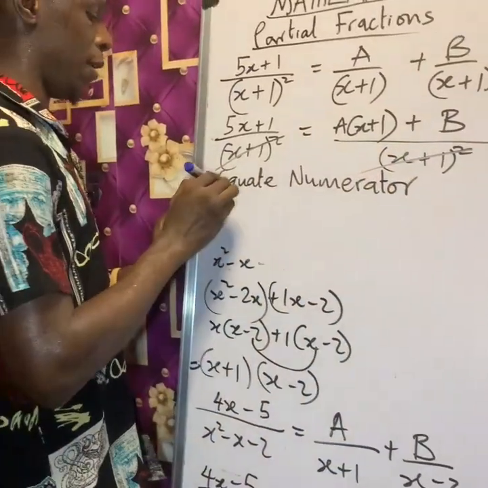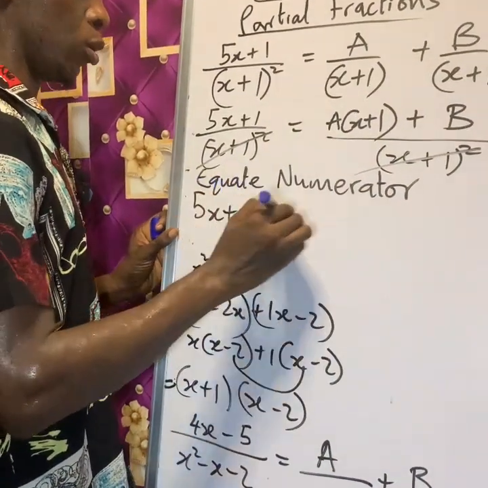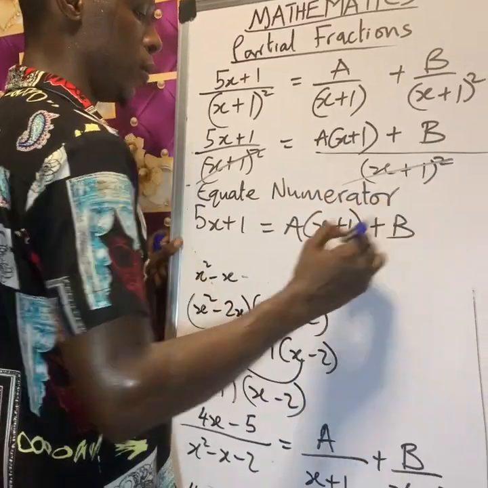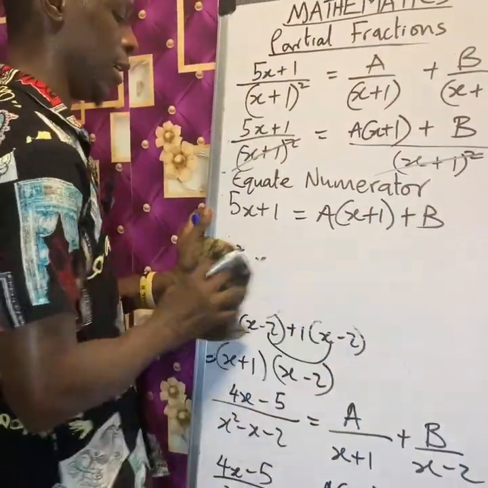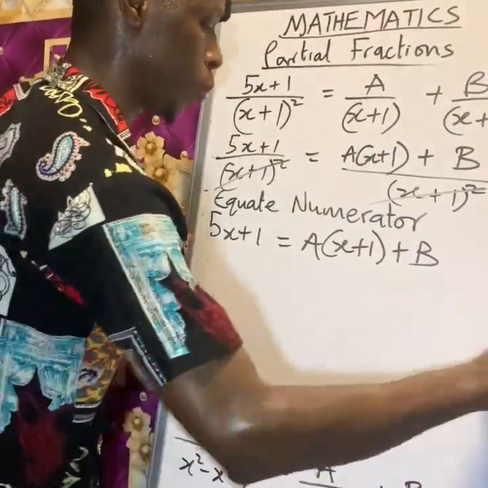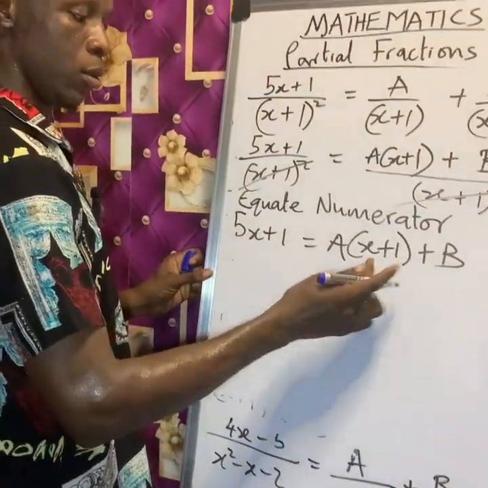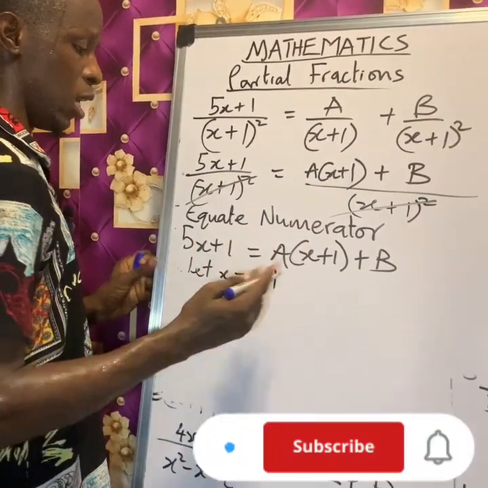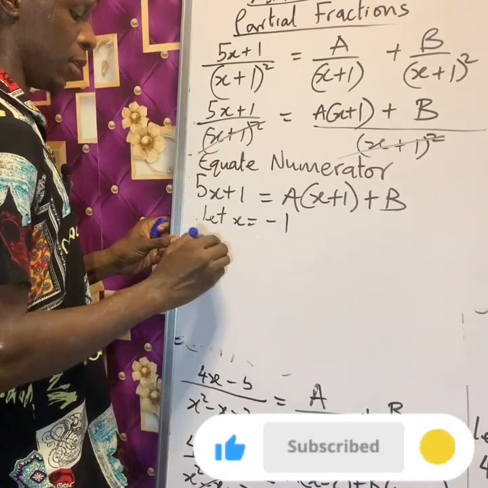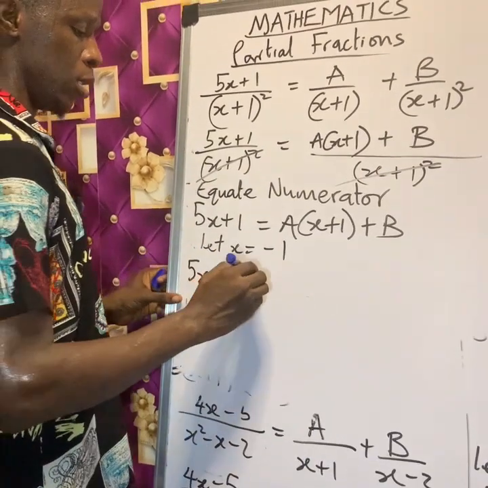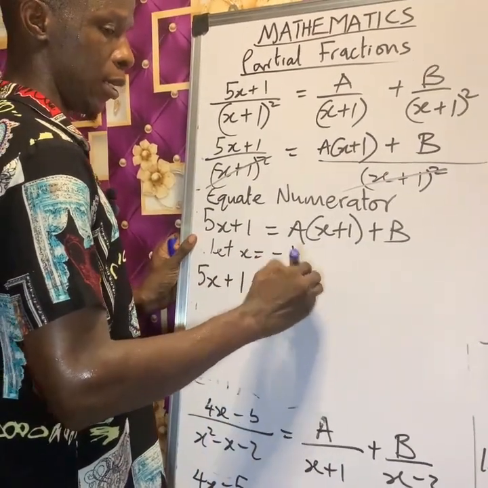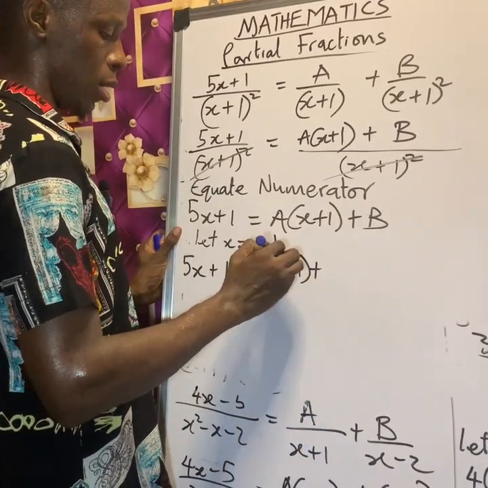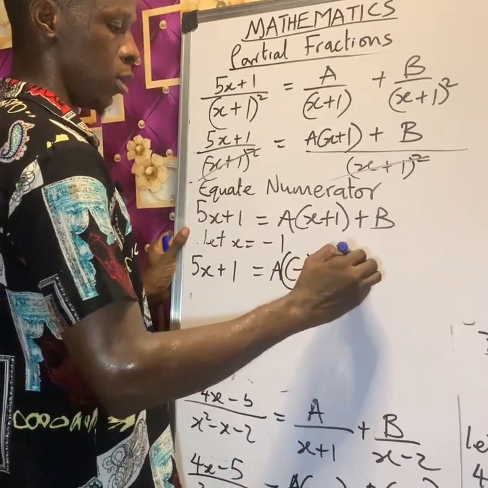To equate your numerator, you have 5x + 1 = A(x + 1) + B. With this, I want this guy to leave. So I say let x = -1. If x = -1, I have 5x + 1 = A(-1 + 1) + B.